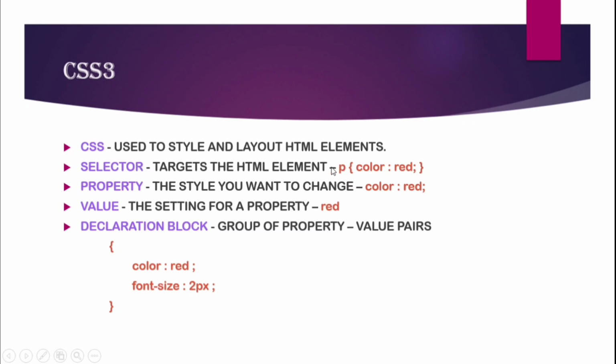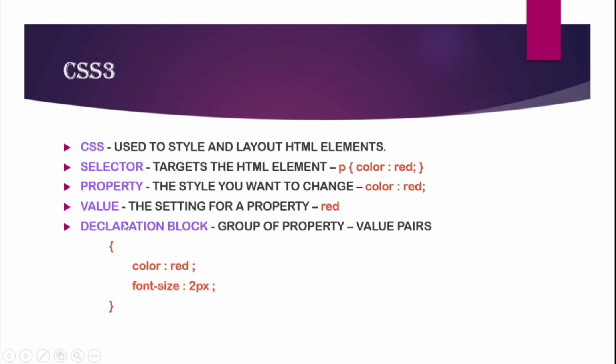Then we have the property. A property is nothing but the style that you want to change. Here I want to change the color of the paragraph tag, right? So this color is nothing but the property. Then we have the value. What is that value? The setting for a property. The property is what we want to change, the color of the paragraph element. And what is the value that we are adding here? The value is red. So this red color we want to add to the paragraph element, which is the value of the property, and the property is added to the selector. You can see how they are interlinked.